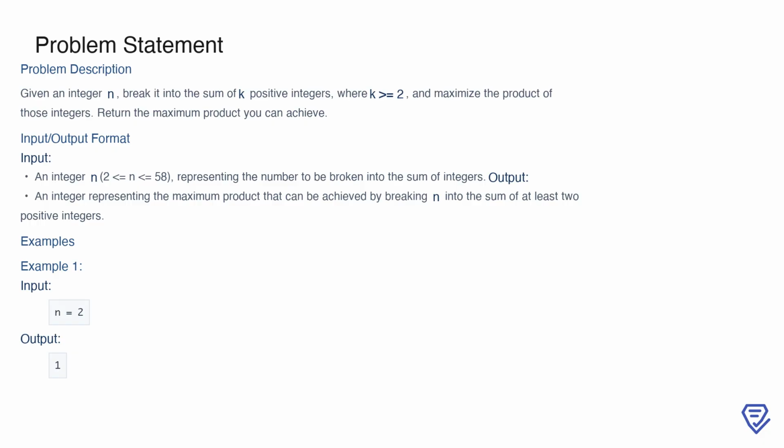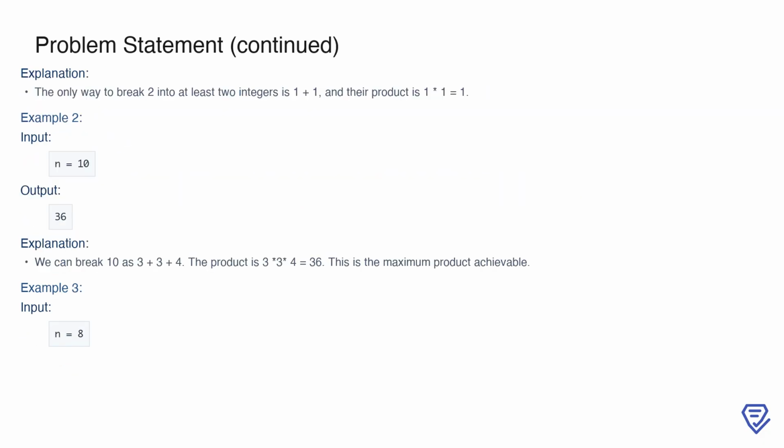The input will always be an integer n, where n ranges between 2 and 58, inclusive. The output is also an integer, representing the maximum product from breaking n into the sum of at least two integers. Now, let's dive into some examples to understand the problem better.